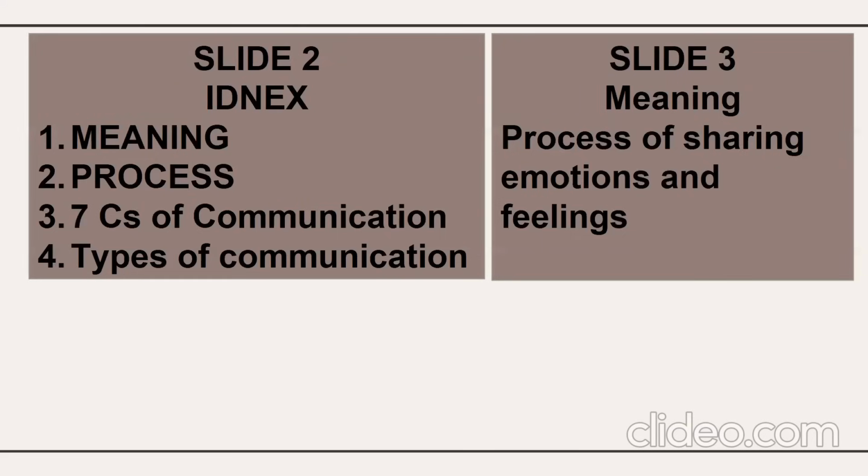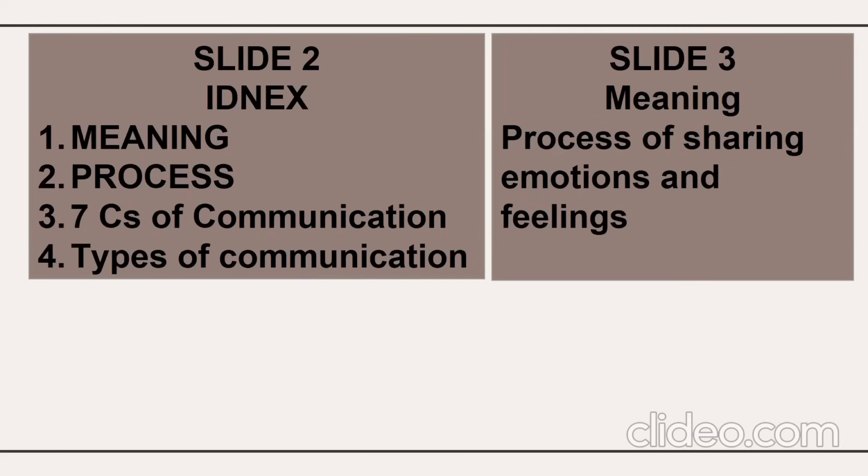Okay, slide 2 should have the index. I'm sorry, there's a spelling error. It should be INDEX, please do correct it. Slide 2 should mention what you are going to present in the rest of the slides. So my third slide will be meaning, fourth slide will be process, fifth slide should be 7 C's of communication, sixth slide should be types of communication. So slide 2 will mention the rest of the slides. Please correct the spelling, I apologize for this.